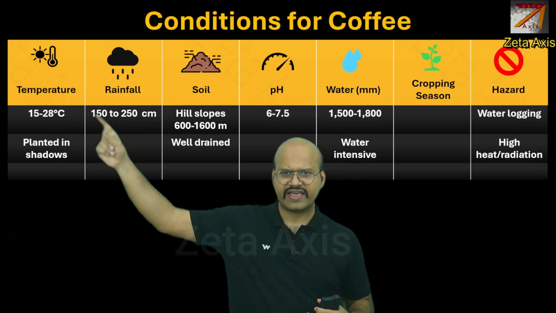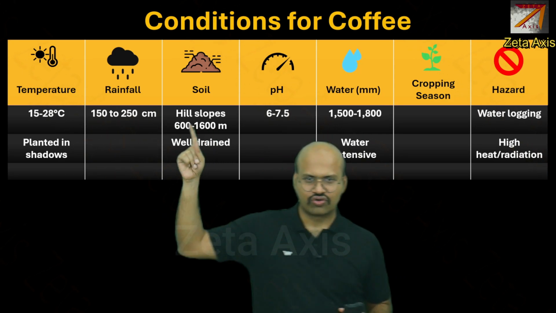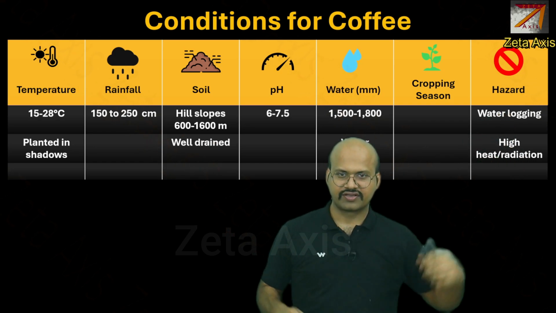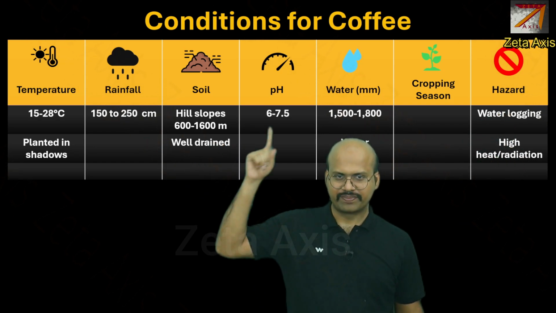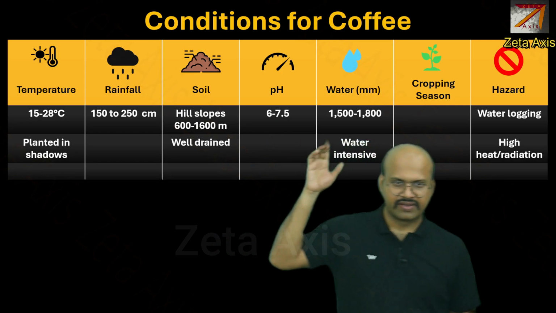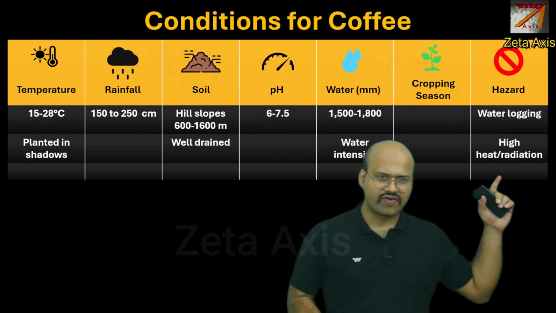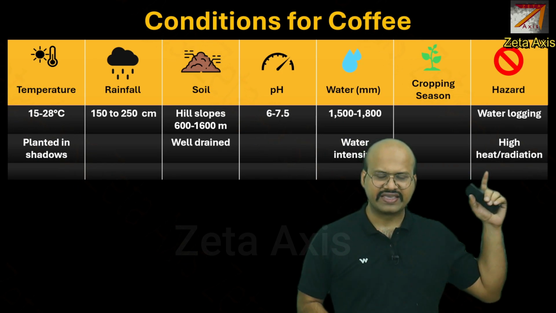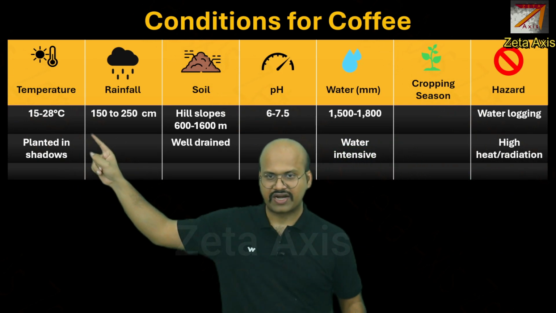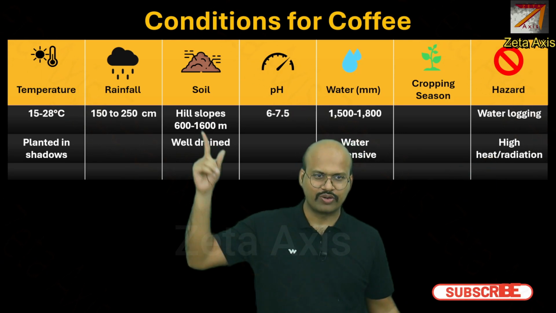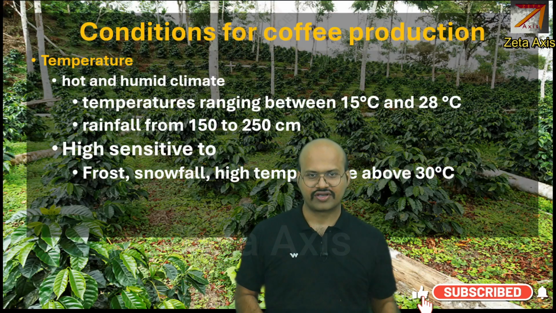It requires a higher amount of rainfall. It is also grown on hill slopes because it does not like waterlogging. It requires well-drained soil. The pH is neutral. It is also a water-intensive crop, as we can see here, and it does not like high heat radiation. So we have seen that it is planted in shadows because it does not like high heat radiation. It is grown on hill slopes because it does not like waterlogging.